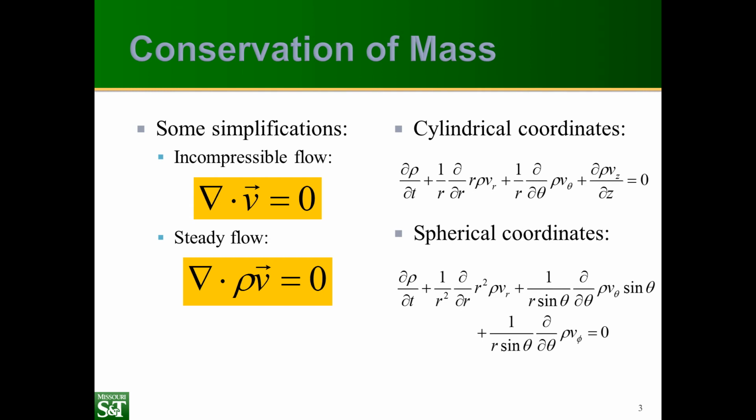Of course, for steady flow, we can neglect the time derivative. However, steady flow is not enough to assume that the density is uniform, so we have to include density in the gradient operator there. We can also convert this into cylindrical or spherical coordinates. With cylindrical coordinates, we might be interested in, say, flow in a pipe. So we can solve this equation over a variety of different coordinate systems.